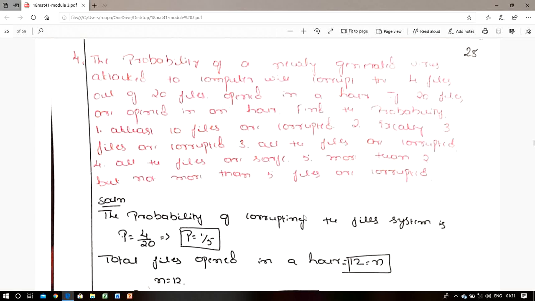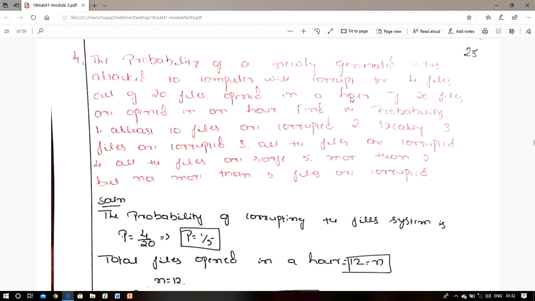Fourth one, all the files are safe, and fifth condition, more than 2 but not more than 5 files are corrupted. Here we take if 12 files are opened in an hour. Sorry, it is not 20, it is 12.